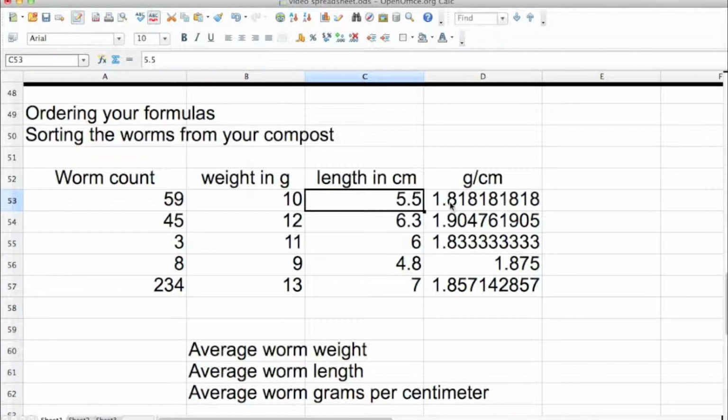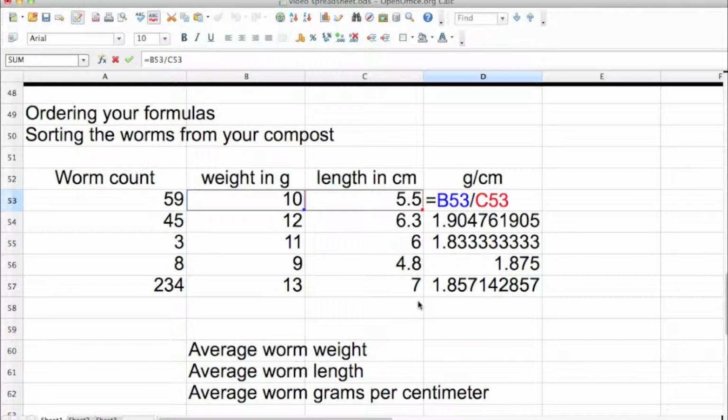I'm figuring out here how much these worms are by grams per centimeter. So I'm taking the total weight and dividing it by the length. So that's, you see the slash there in the column that I described the grams per centimeter. I'm actually using that same sort of notation down here, except it looks a little different. I'm using the cells instead of g and cm.